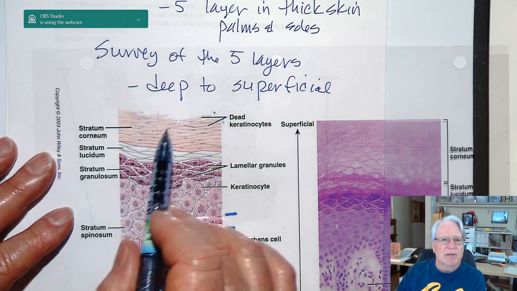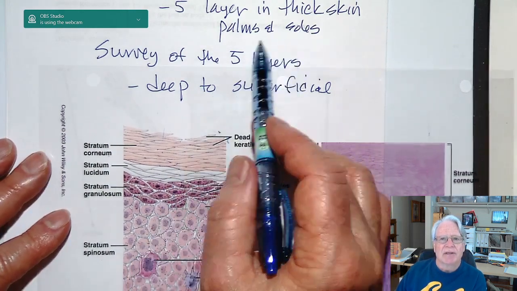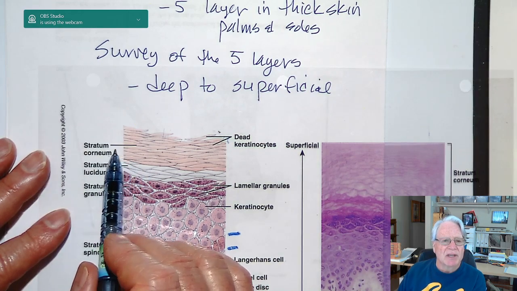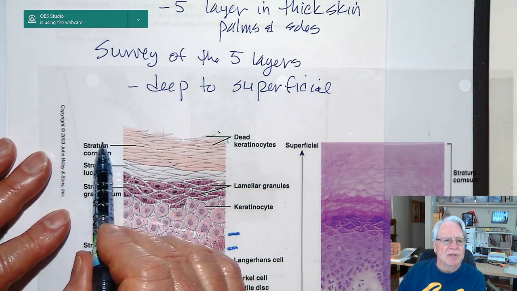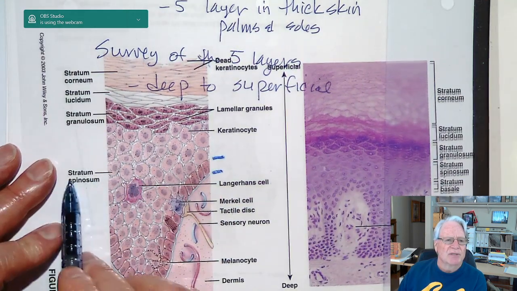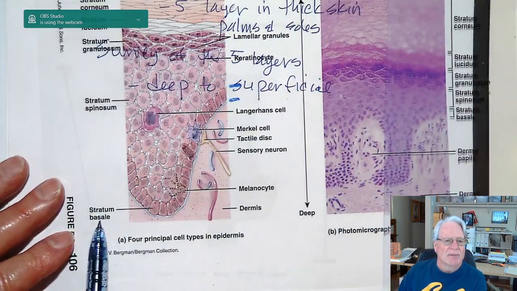So in places like the palms and the soles, we will have a fifth layer, but most of the skin only has four, which would be the stratum corneum, stratum granulosum, stratum spinosum, and stratum basale.